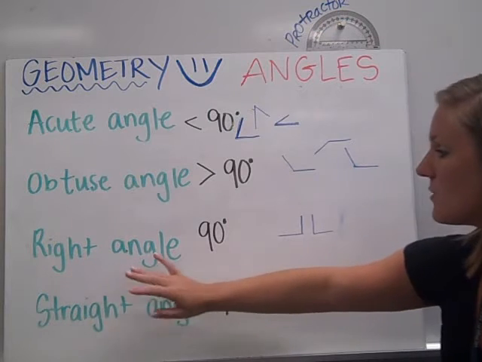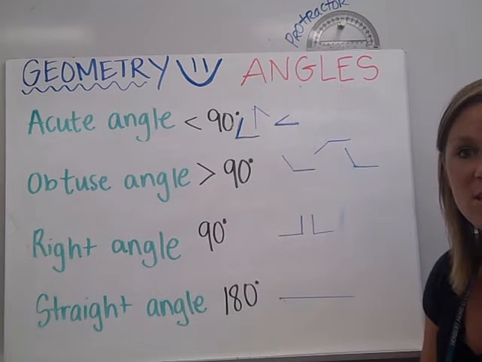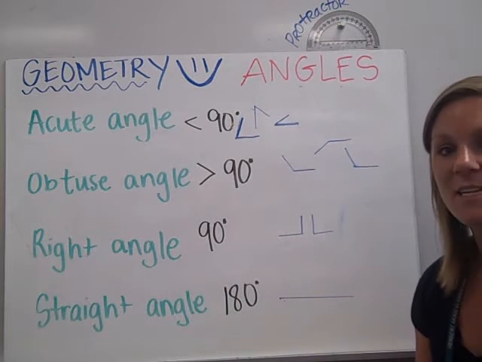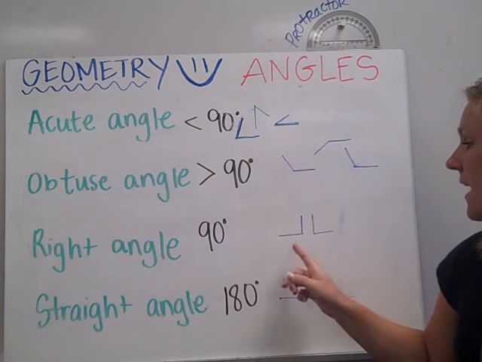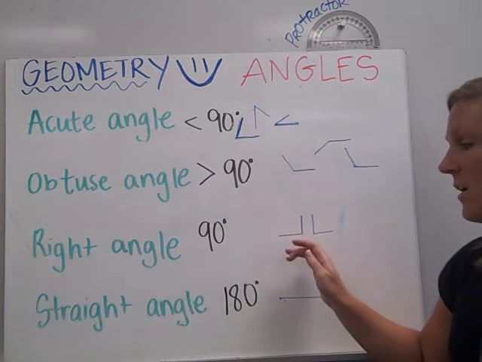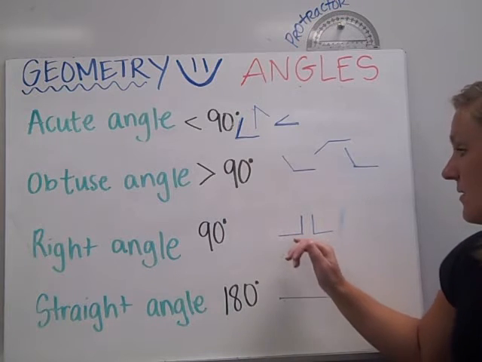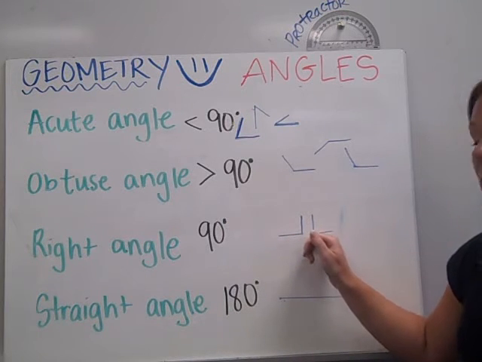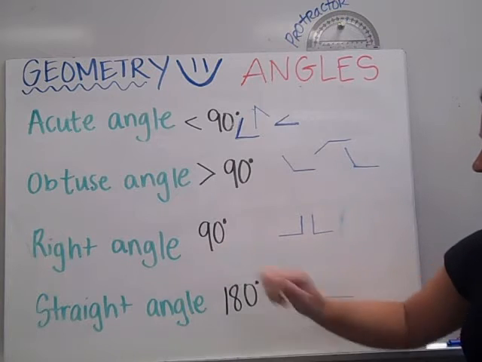Okay, a right angle is one that is exactly 90 degrees, not 89, not 91, but 90 degrees. It is a capital L, okay? It has the straight corner. Our rectangles and squares have right angles. Okay, it's exactly 90 degrees.